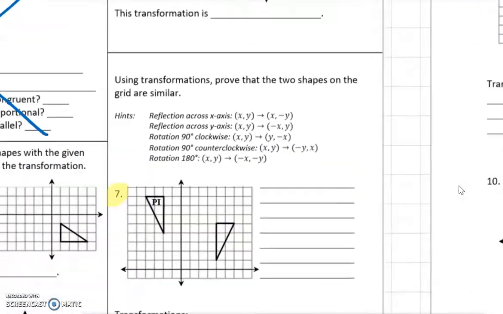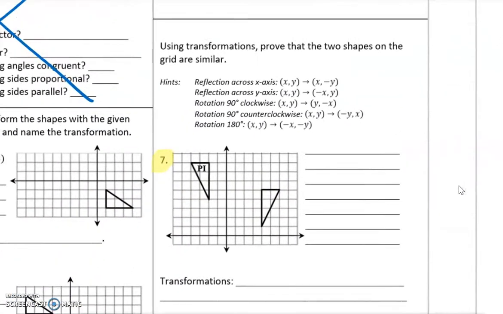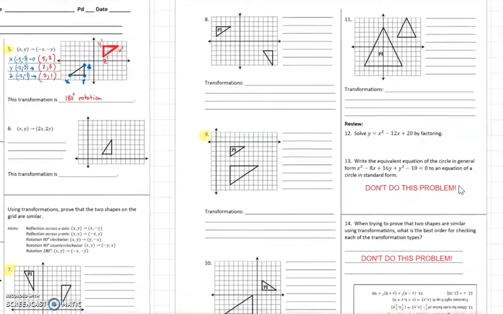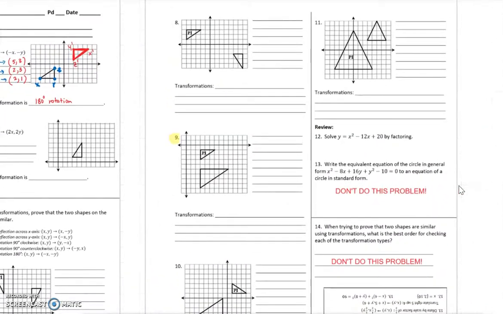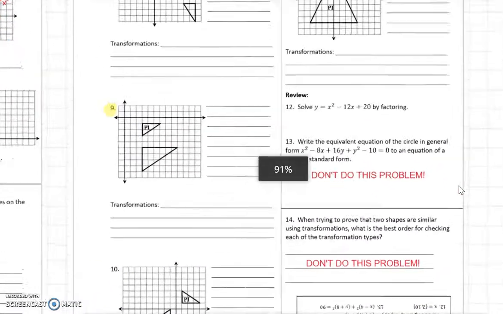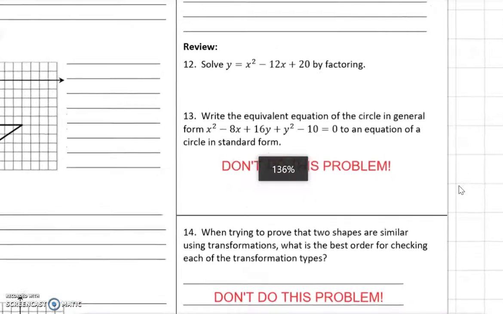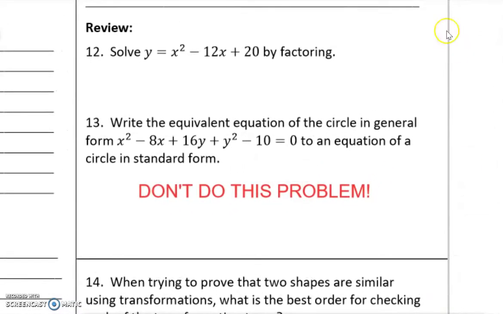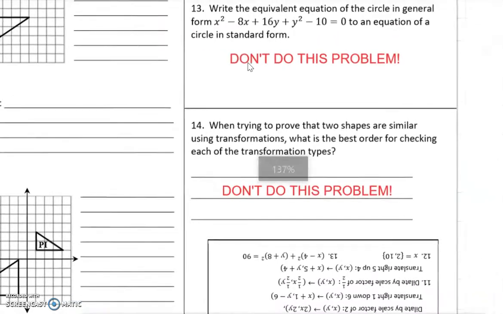Let's move along now to number 7, because number 7 is very similar to what you're doing on the entire backside as well for 8, 9, 10, and 11. I'll do number 9 as well. You guys do number 12, which is a review question, solving. So I want you to solve this by factoring it, and then solve it using the zero product property. That's a review from first semester. You don't have to do 13 or 14.